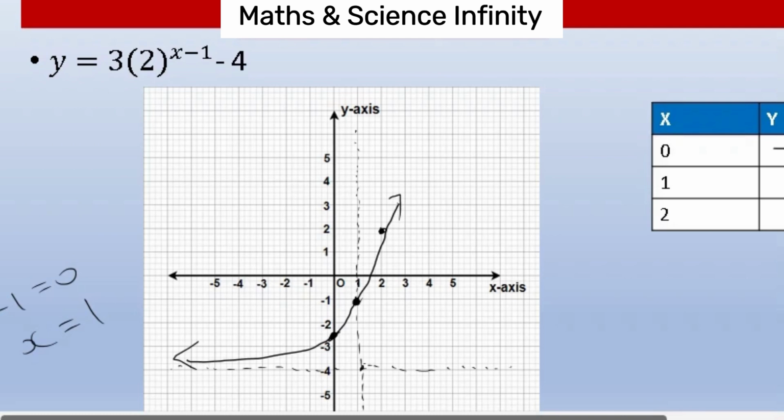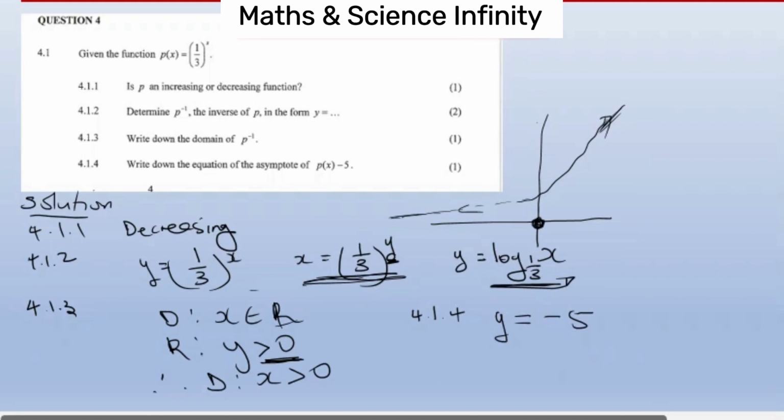In this case, they said minus 4 is the shift, which is the origin. Now the asymptote will be minus 4. You see, in this case, our asymptote equation is y is equal to minus 4. Now, in this instance, y is equal to minus 5.